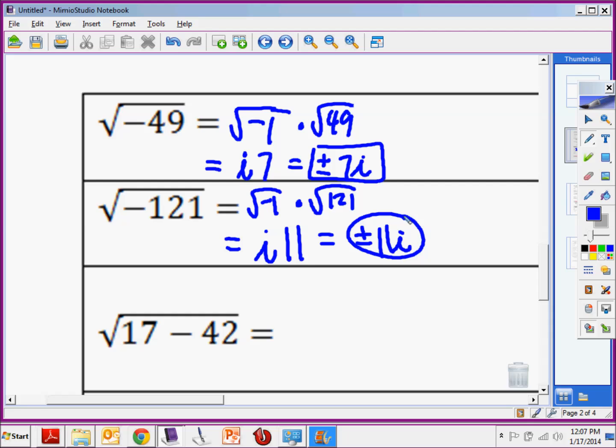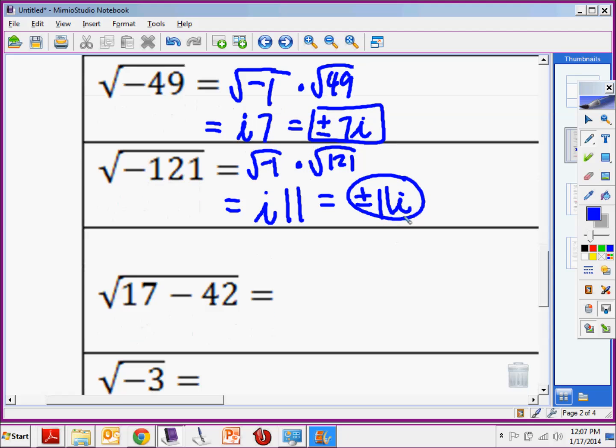You said equal to i11, right? Then you said equal to plus or minus 11i. Does it matter if you switch the number in the order? It's mathematically correct to, well, it's normal. It's math etiquette. There's a word for it: to put the number before the imaginary. Just like 4x, you're still putting your number before your variable.